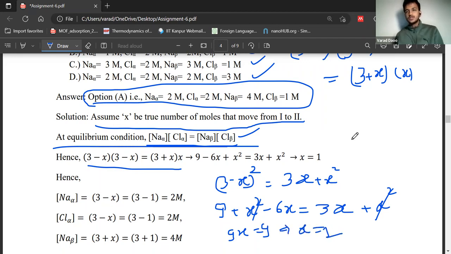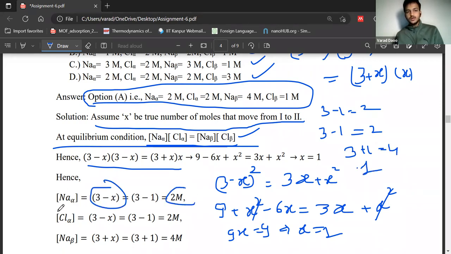That means final concentration will be 3 minus 1, which is nothing but 2, of Na. Then 3 plus 1, which will be 4, and x, which is nothing but 1. So Na alpha is going to be 2, and Cl alpha is going to be 3 minus x, which is 2.